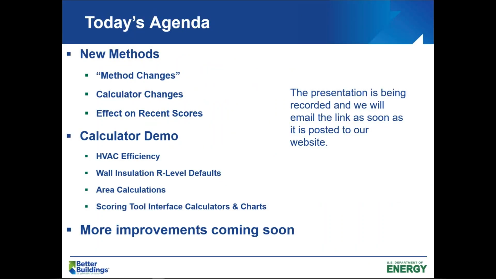There we go. So today's agenda, we're going to talk about what I'm calling method changes, so some changes in the way we use the calculator and how we assess some of our house characteristics. We're going to show you those calculator changes, what you might do if you've got concerns about recent scores, and then we'll show you some screen captures. I'm not actually going to do a demo, so to speak, but we'll show you the screen captures for the affected pages in the calculator, and then a few improvements that are coming not too far out.